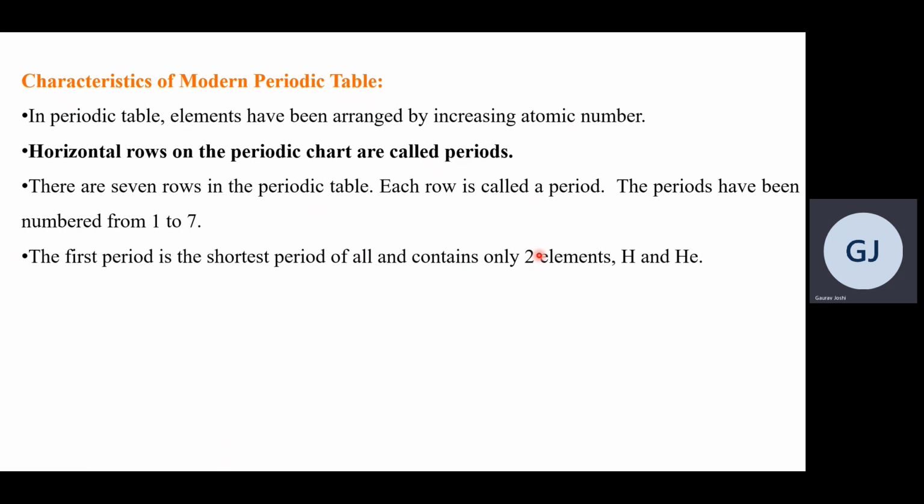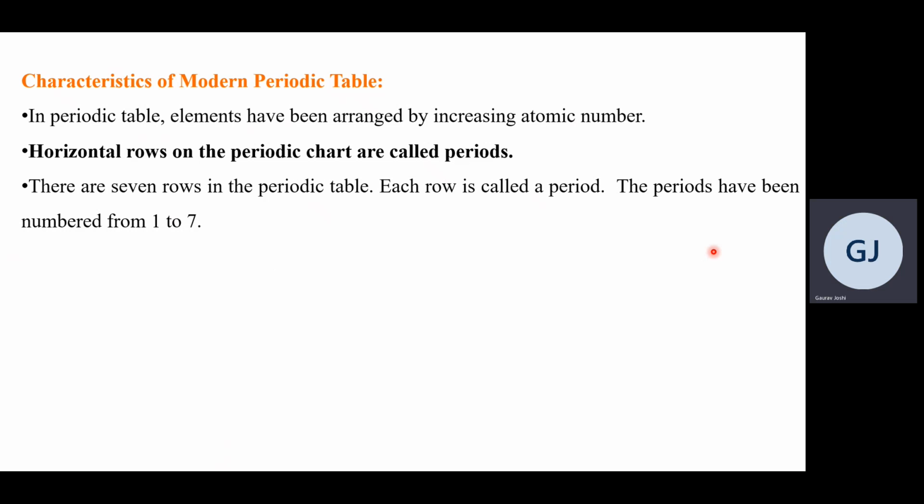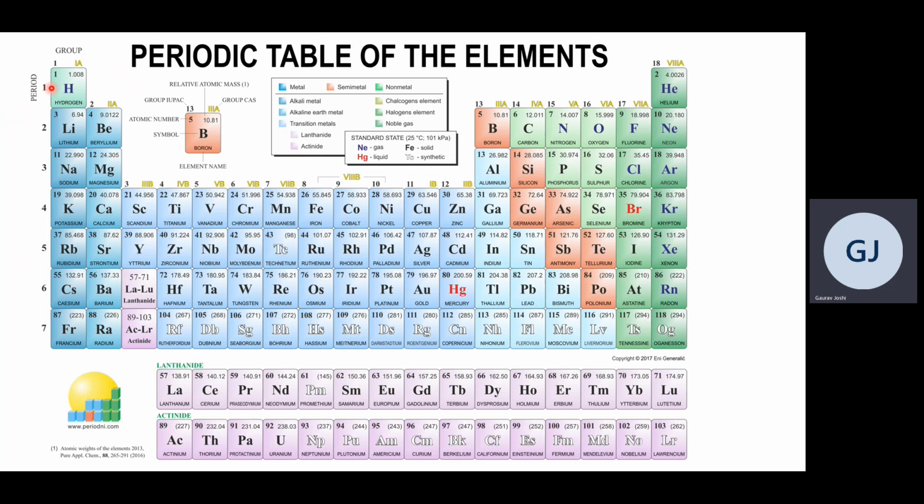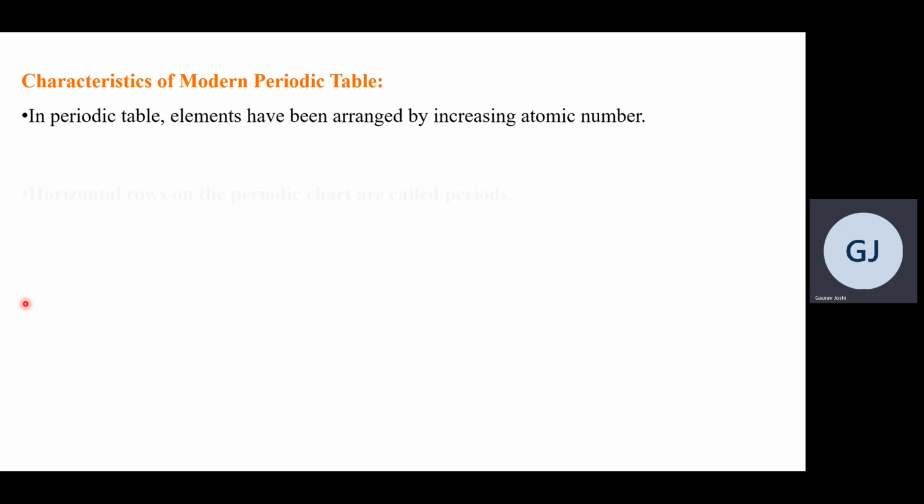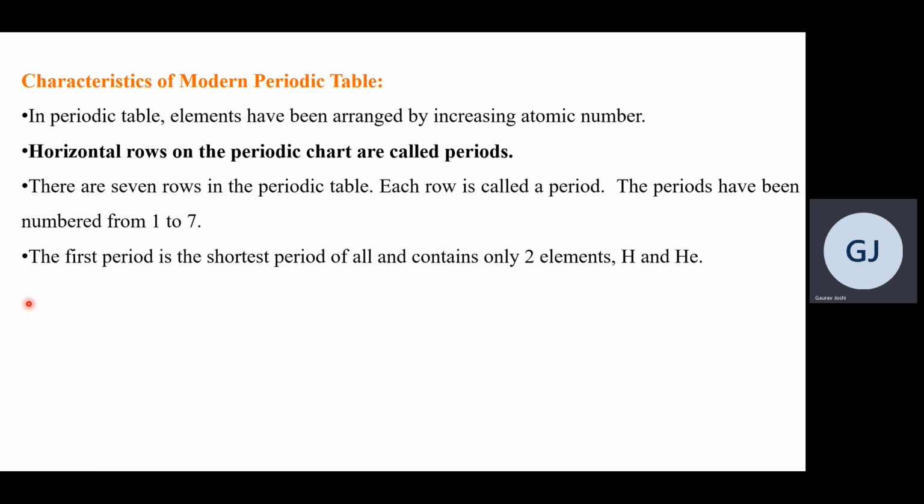The first is the shortest period of all and contains only 2 elements, hydrogen and helium. If you look at the period, we have only hydrogen and helium, only 2 elements. If you look at period 4, period 5, period 6, and period 7, they have the most number of elements present. So the first period is the shortest period and it contains only 2 elements, hydrogen and helium.